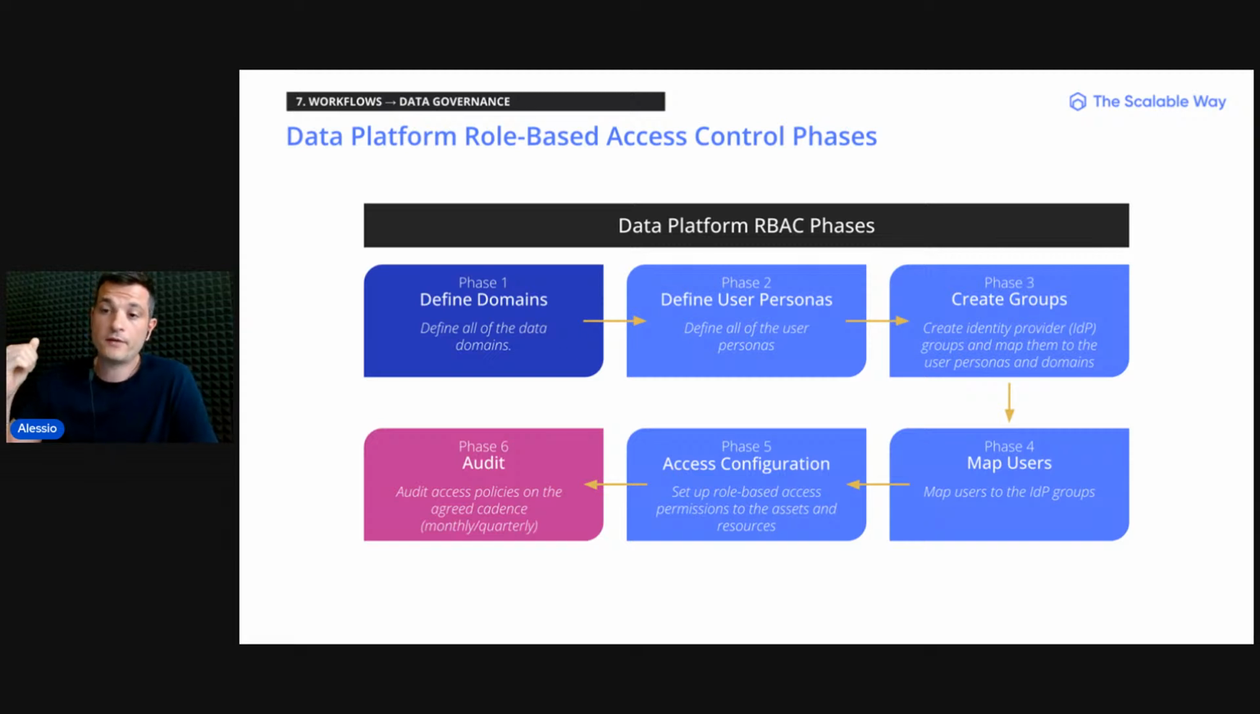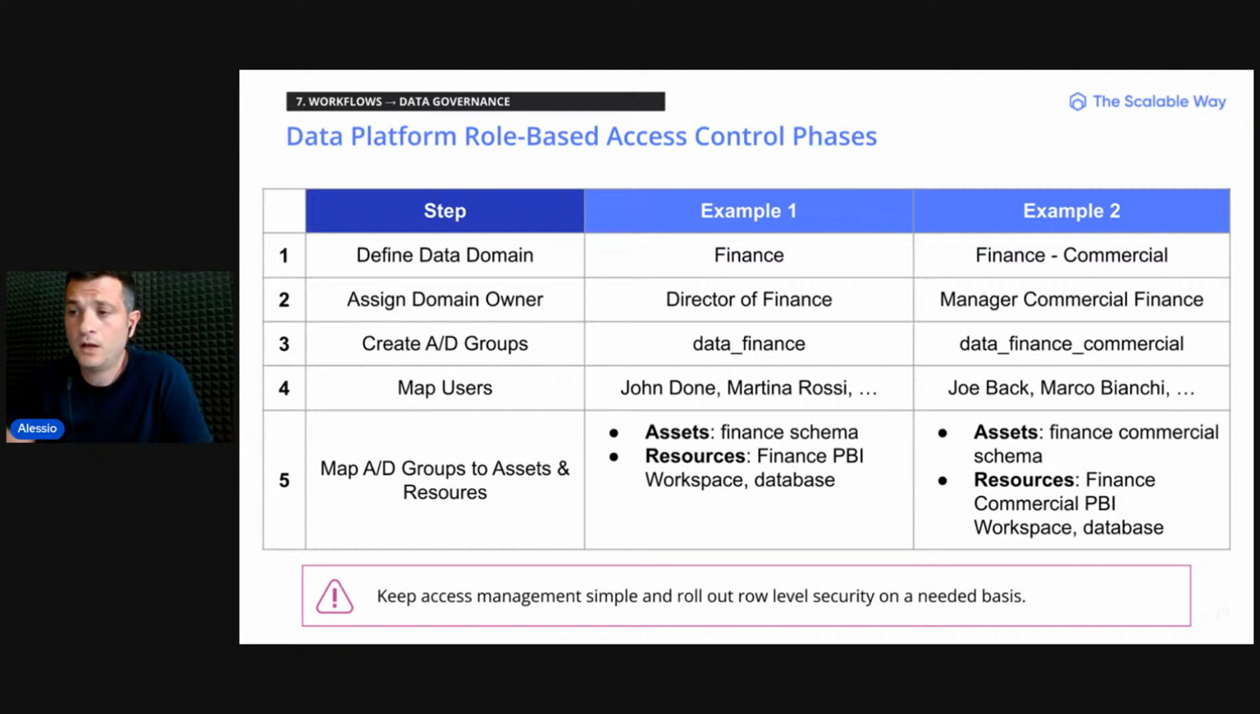Let's look at the example here. I wanted to put two examples that are exactly the same, but one is the total finance domain and the other one is finance commercial, to explain that you can define a domain however you want. Again, base it around your organization or the decision maker that you're working with. As you can see, the second step is to assign the domain owner, which should be in the business. Then you create an Active Directory group, so you have data_finance, and data_finance commercial in the second example. You assign users to the groups, and then you assign assets and resources to the groups also. And that's it, right? You keep it simple.